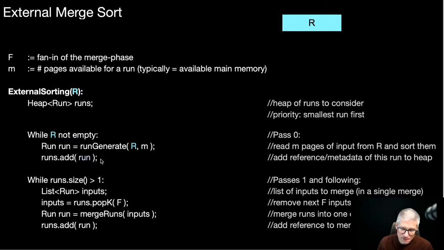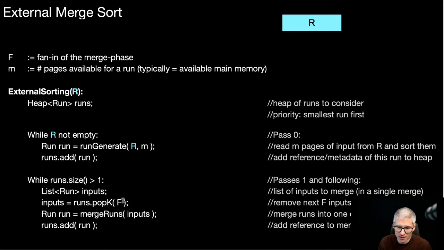And once I'm finished with pass zero, creating runs, I start with pass one and following, as shown in the example above. I basically run a while loop that determines whether the heap has more than one run available. So if it's more than one run, that implies I still have to merge stuff, right? So basically, I initialize a list of inputs to merge. Those are my runs. Now from the heap, I remove the top F runs.